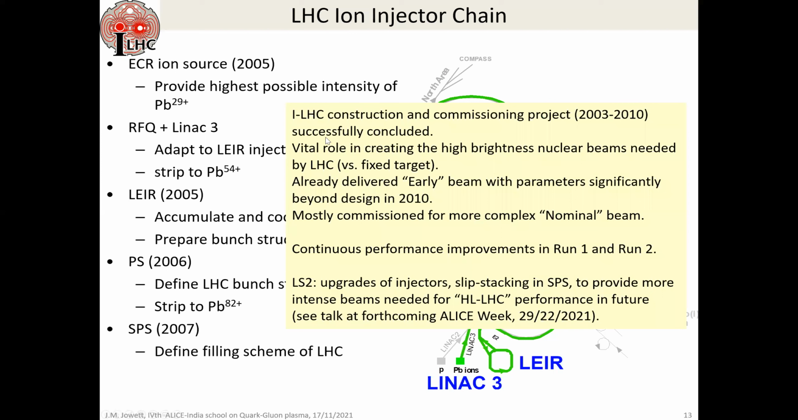This was the Ions for LHC project, which ran up till 2010 to construct these injectors and adapt them. They play a vital role in creating the high brightness. Brightness is defined as the beam population divided by the emittance needed by the LHC, which is a much more demanding type of beam to create than you need for fixed target experiments where the emittance doesn't matter very much.